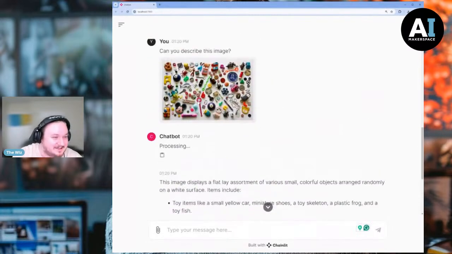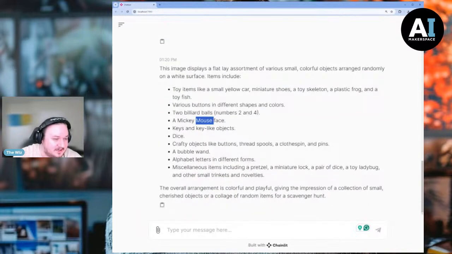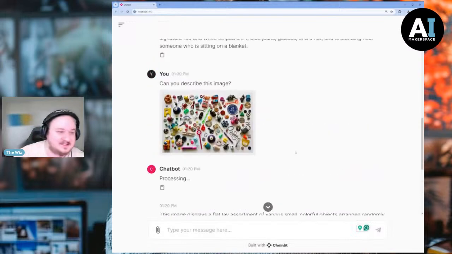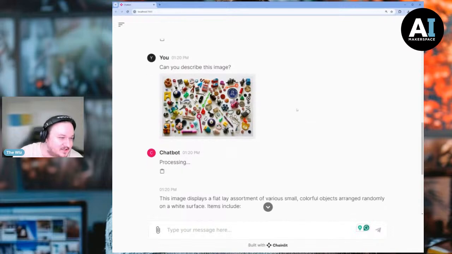keys and key-like objects. I think it means these bubble wands by key-like object. Oh no, it gets a bubble wand, good for it. Alphabet letters, miscellaneous, including a pretzel, miniature lock. It does an excellent job, right? This is an absolute smattering of objects, and it does a really good job identifying a lot of them.